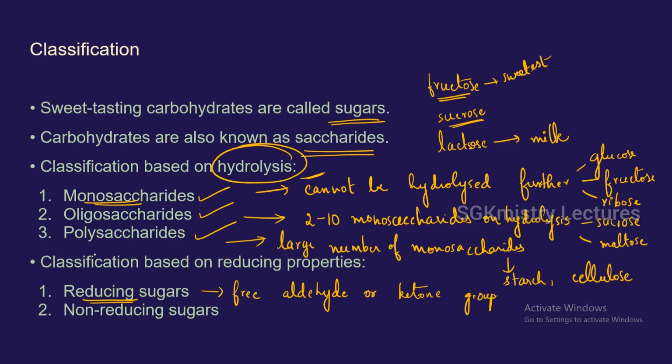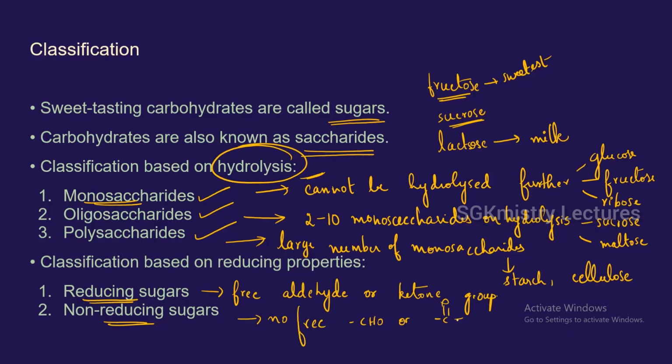Okay. Next is non-reducing sugar. It's just the opposite of whatever I have explained. So here there is no free aldehyde or ketone group, because of which they cannot reduce the Fehling solution or the Tollens reagent.